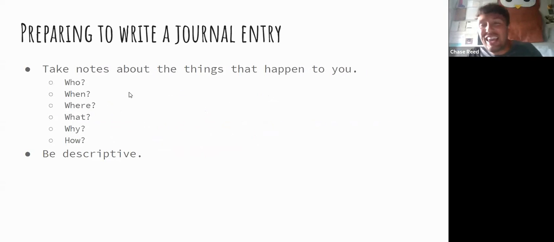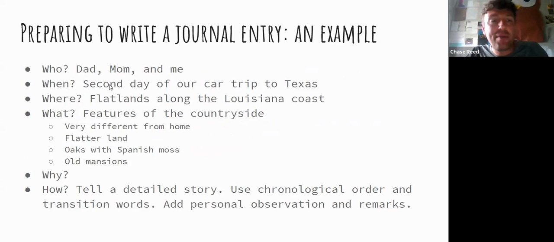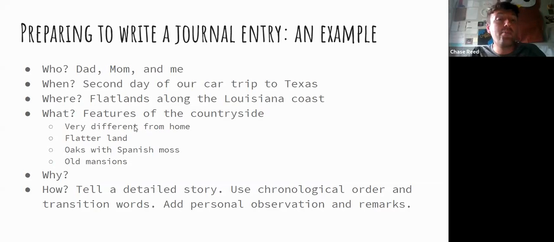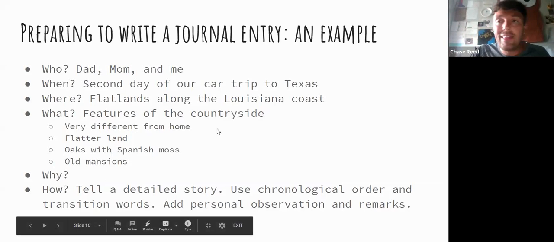All right. When you're doing this, you might be taking notes. Just think about the who, when, where, what, why, and how, and be super descriptive about that. I got an example here. Who? Dad, Mom, and me. When? Second day of our car trip to Texas. Where? We went to the flatlands along the Louisiana coast. And what? Well, we saw the features of the countryside. It was very different from home. There was flatter land. Have you guys ever seen Spanish moss on oak trees? It's stinking beautiful. Old mansions, like the beautiful homes with rich history in the South. Why? And then how are you going to do it?